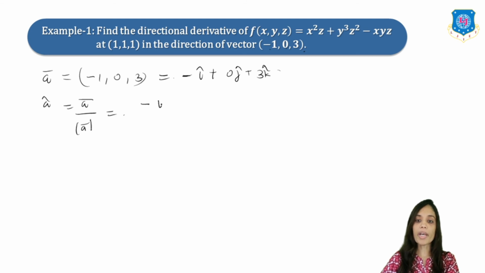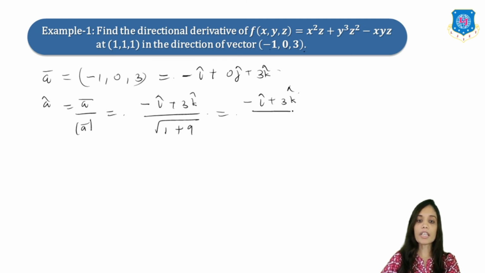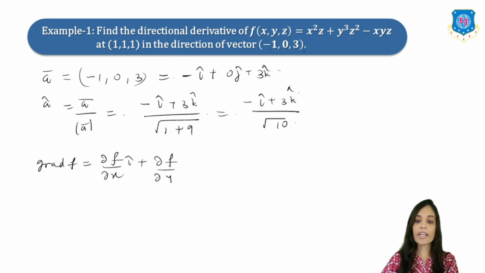So it will be -i cap plus 3k cap upon square root of 1 plus 3 square, it will be 9, right? So final answer of a cap is -i cap plus 3k cap upon square root of 10. Now let us find the gradient of f. So formula will be del f by del x i cap plus del f by del y j cap plus del f by del z k cap.